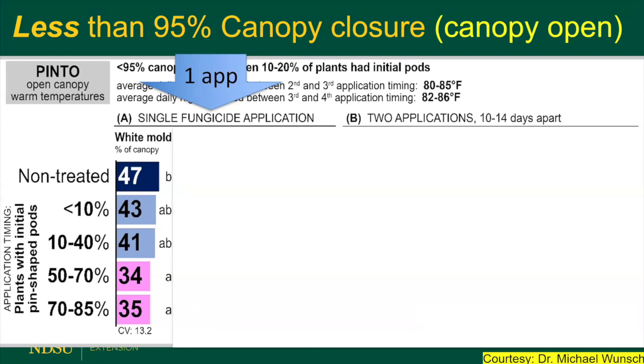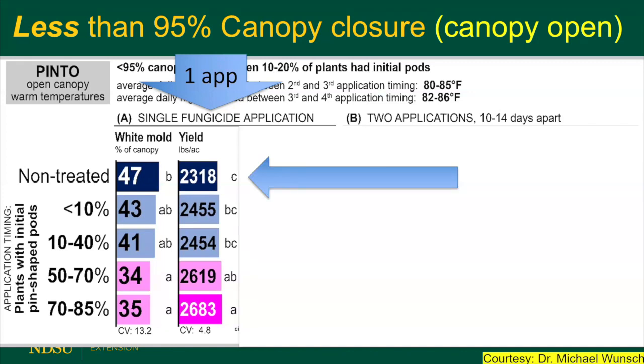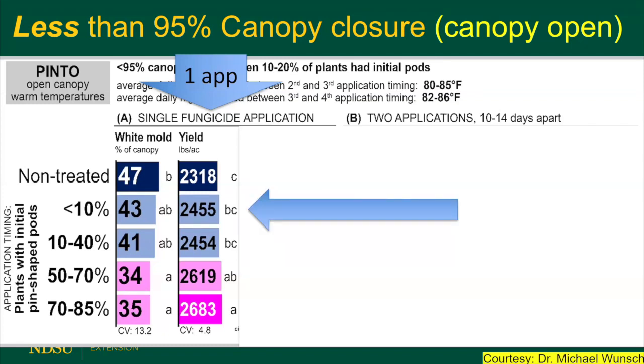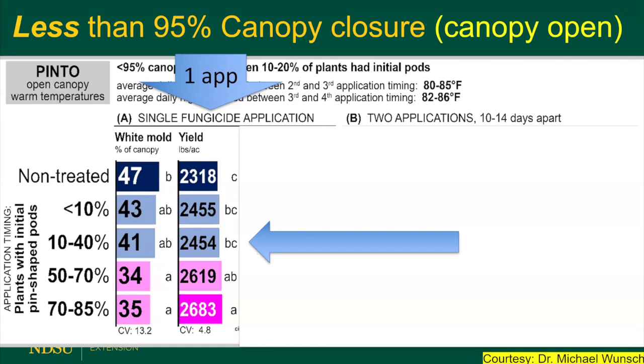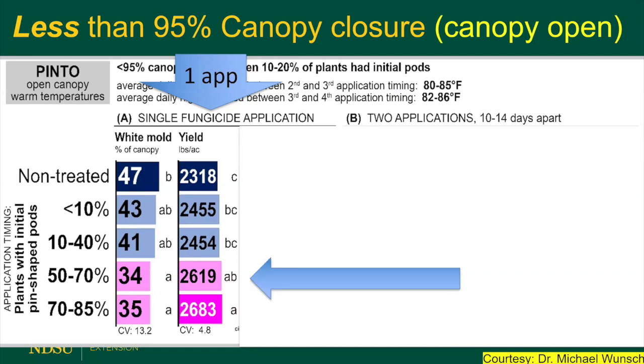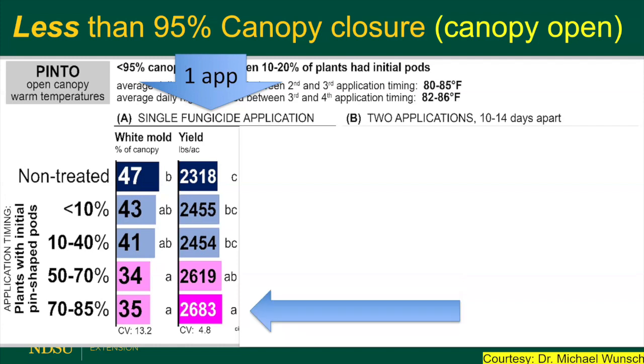Okay, so what did this do to yield? So in the non-treated, it was 2,300 pounds. Okay, not too bad, right? That's pretty good. He put it on kind of preventatively, about 2,500 pounds. He waited a little bit longer, but still an open canopy, just a few more plants have pin pods. The yield doesn't really change much. But as he waits further and further, so the majority of the plants now have pin pods, he's starting to see a statistical increase in yield. So that's about 300 pounds and almost 400 pounds by the time almost every one of them has a pin pod. So the old rule of thumb was get in there as soon as you see blooms, early to mid bloom spray. But he's showing that actually with an open canopy, you're much better off waiting.